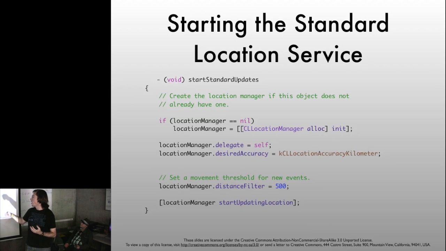And then once you've set it all up, you just invoke startUpdatingLocation on it, and it will set up a background process that periodically polls for the device's location, and then if there's a significant change, it will fire a delegate method on the delegate.